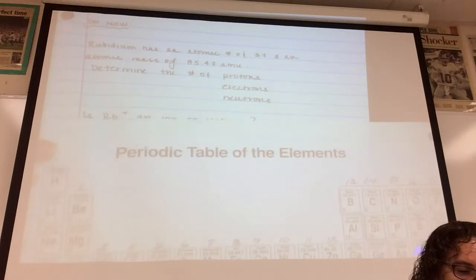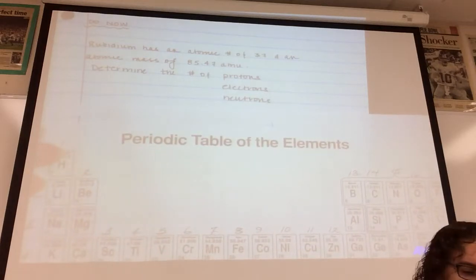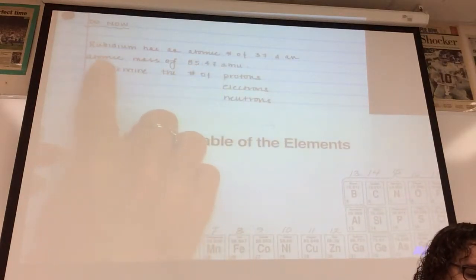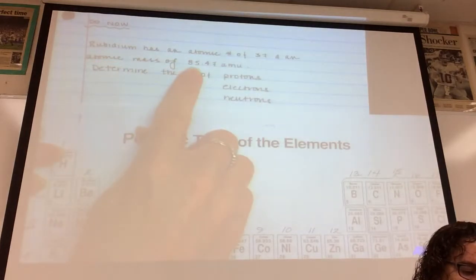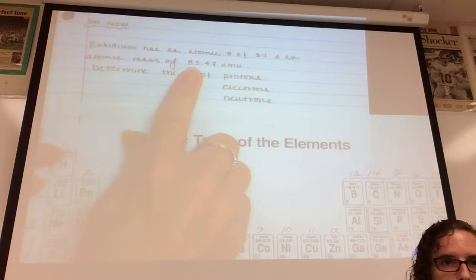And in the little do now that we worked on at the beginning of the period, I gave you the atomic mass. The mass number for rubidium is what?